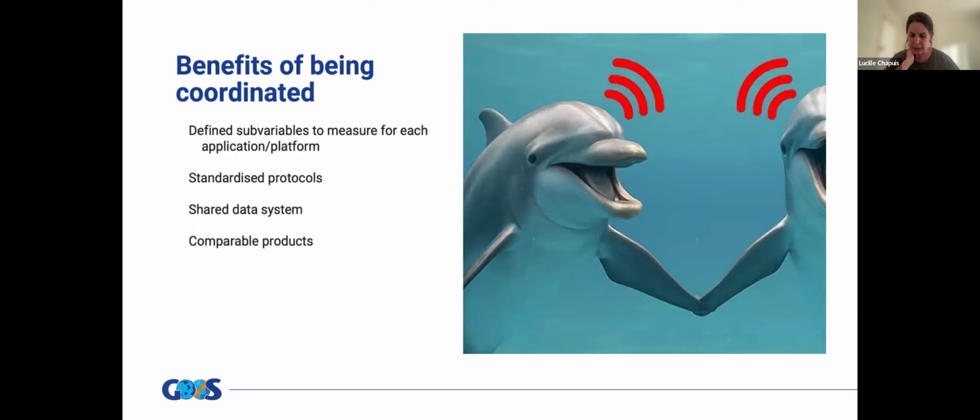So to make sound truly useful at a global scale, we need coordination. And that means that we need to define these key variables that we need to measure. We need standardized protocols, a shared data system, so that we get, at the end, comparable products across platforms and regions. And so the Ocean Sound EOV aims to provide that structure so that the data collected in different seas with different technologies can be integrated into regional and global assessments. Next, please.